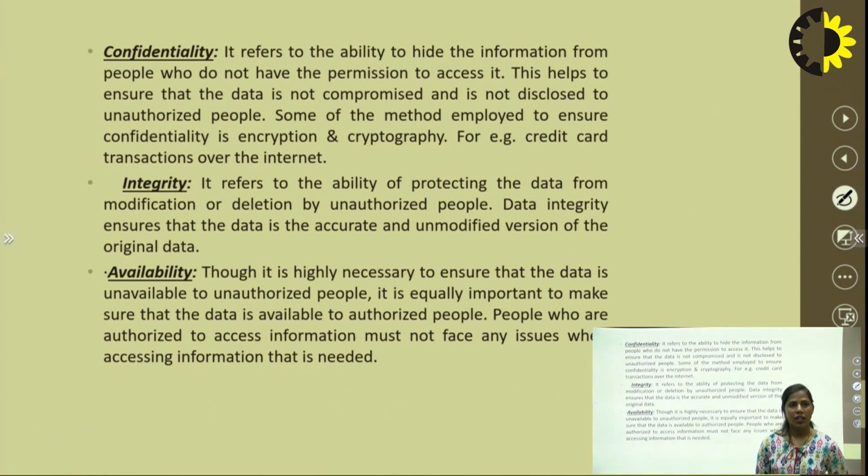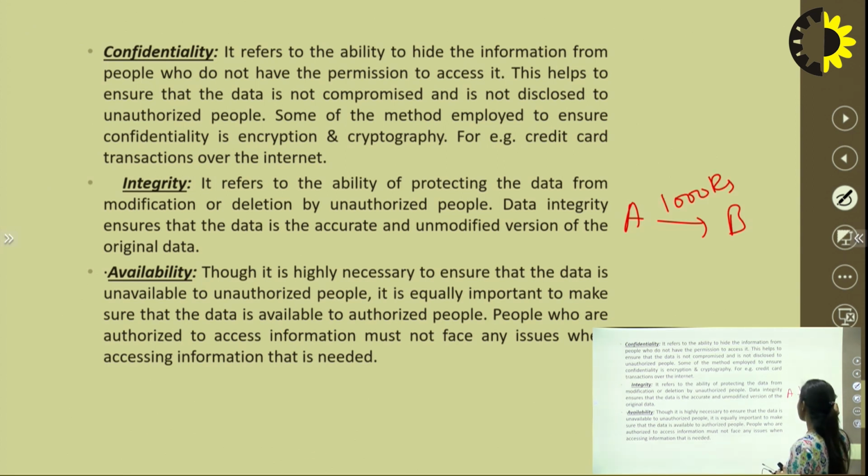For example, if a person has transferred the amount of 1,000 rupees to a particular person, the amount in the A account and the B account should remain consistent, meaning integrity should be maintained. For example, a particular user transferred 1,000 rupees into B's account. Suppose he had 2,000 rupees before, so from 2,000 rupees he transferred 1,000 rupees to the B account.